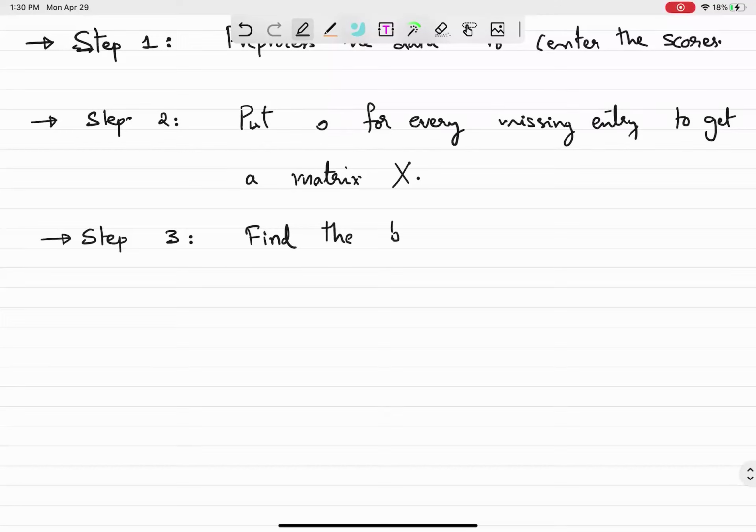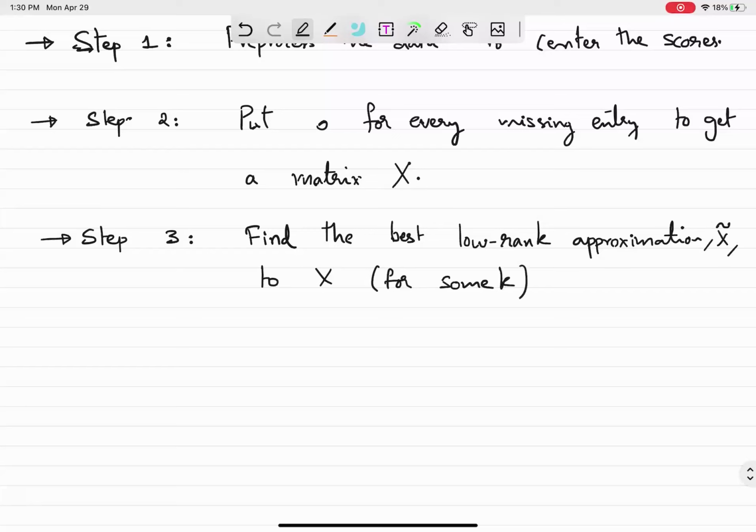Find the best low rank approximation to X. Let's call it X tilde. Even though you put in zeros for the missing entries, in X tilde the entries need not be zeros, right? Because you're putting this low rank constraint, which is some kind of regularization. So that's a pretty strong constraint to put.